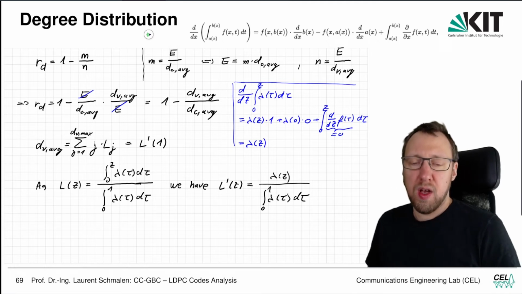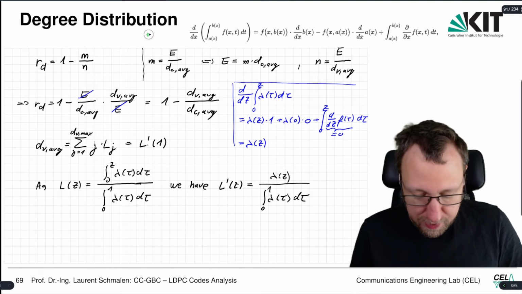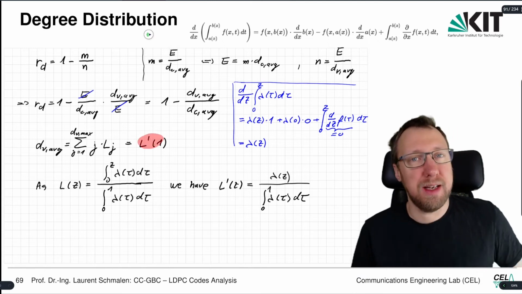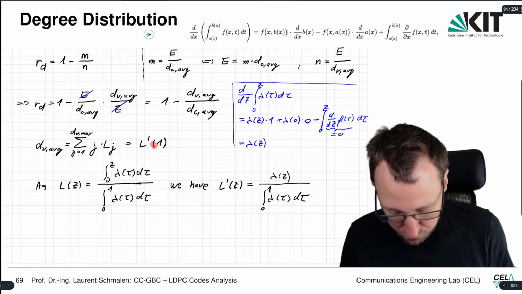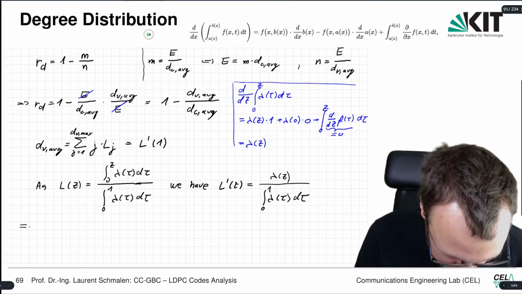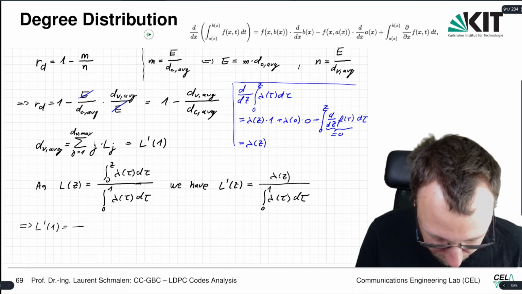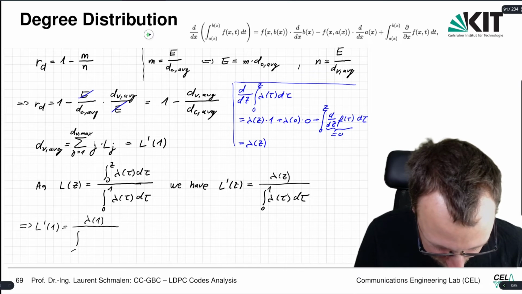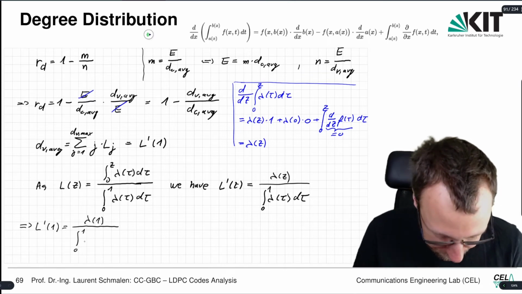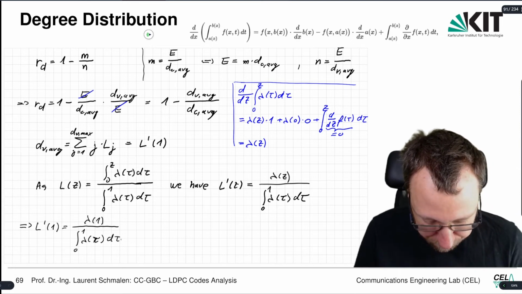Okay, so now we have L prime of z, but we are interested in L prime of 1 because that gives us dV average. So how do we get L prime of 1? We just insert 1. So it means we get L prime of 1. This is equal to lambda of 1 divided by the integral from 0 to 1 of lambda tau d tau.